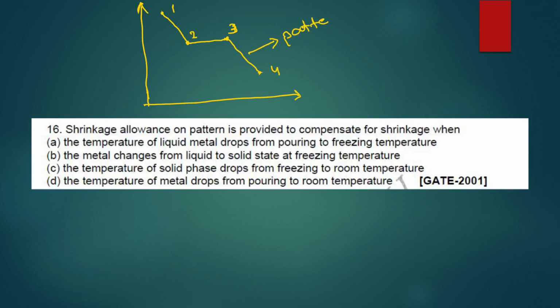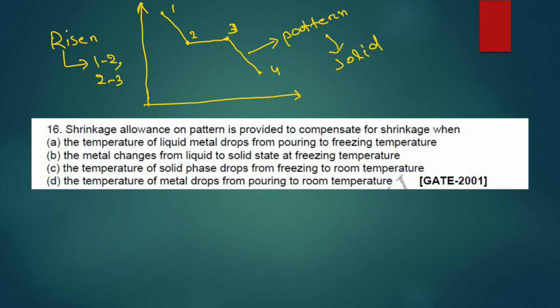Pattern compensates this allowance, and from 1 to 2 and 2 to 3, this shrinkage is compensated by the riser. The riser compensates 1 to 2 and 2 to 3. 1 to 2 is liquid shrinkage, 2 to 3 is solidification shrinkage, and 3 to 4 is solid shrinkage. These terms are also very important.